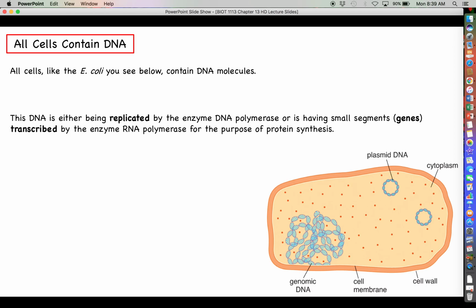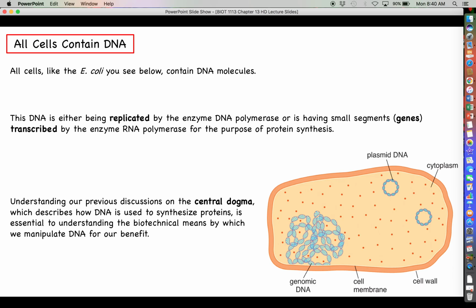So at any given time, DNA inside of a cell, so if you look at the E. coli cell here, we have the chromosomal DNA down here, and then small pieces of plasmid DNA here. We've seen both of them throughout the semester. DNA at any given time is either being replicated, so we're making copies of it by using the enzyme DNA polymerase, or alternatively, what we do a lot more frequently is we take small segments of the DNA, which of course we call genes, and we transcribe them into messenger RNA by using the enzyme RNA polymerase. And that is all for the purpose of protein synthesis, as we have seen before.